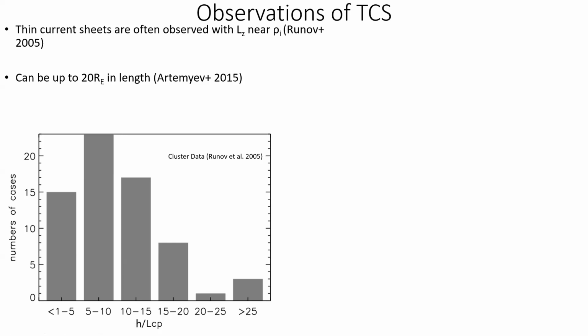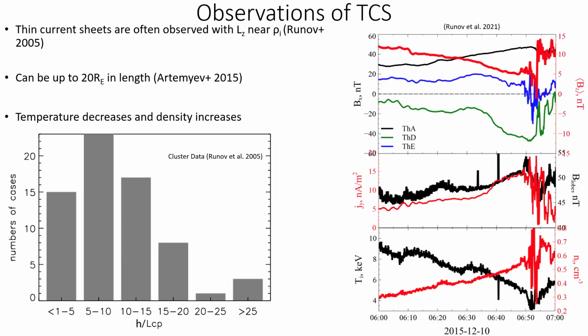In addition, these current sheets can be very, very long, 20 R_E, in the X_GSM direction. So down tail, they can be very long compared to their cross-current-sheet length scale. And finally, a characteristic of these thin current sheets is that the temperature decreases and the density increases. This is just an observation of a current sheet. This red line here is Bz. You can see it thinning over time before onset occurs. And as it thins, the current density increases, the density increases, and the temperature decreases. So these are characteristics of thin current sheets in the tail.